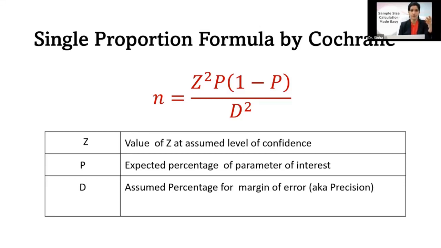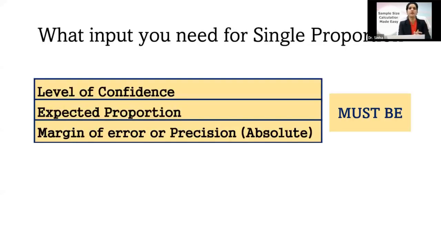So this is the value of Z at the assumed level of confidence. P is the value of percentage for the parameter, whatever parameter you are estimating. And this D is the assumed percentage for margin of error. So this D, it can be absolute percentage, or we will see the concept of absolute and relative precision. So for single proportion, what all information do you need? You need the level of confidence, you need the expected proportion, and you need the margin of error or precision.